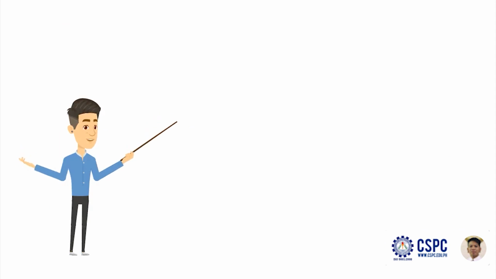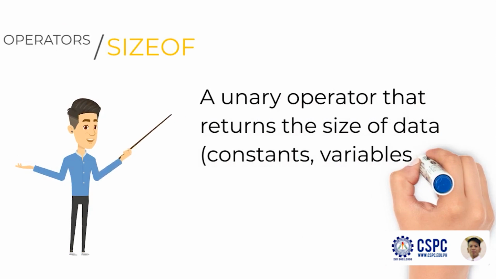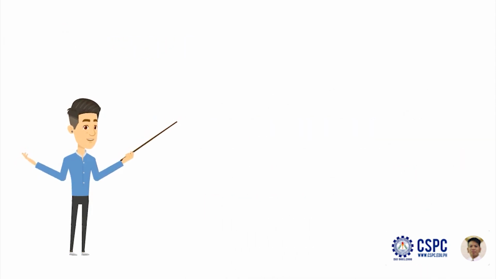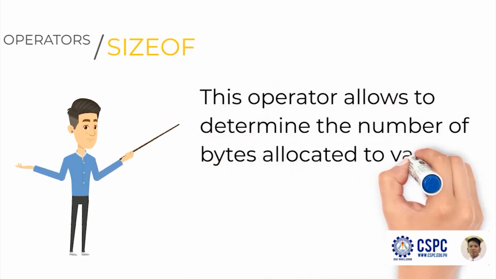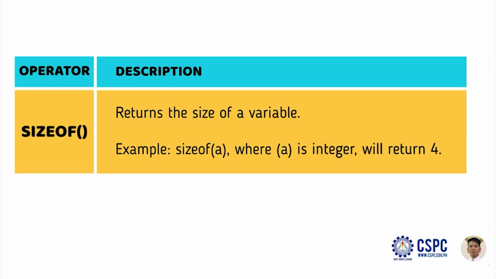The sizeof operator is a unary operator that returns the size of data, constants, variables, array, structure, etc. This operator allows you to determine the number of bytes allocated to various data items. Sizeof is a keyword in C. This returns the size of a variable. Example, sizeof a where a is an integer will return 4.